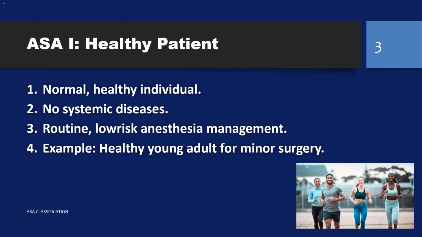Anesthesia care for ASA 1 patients is typically straightforward and low risk. 2. Example, a healthy young adult undergoing minor surgery, such as a routine appendectomy or hernia repair. 3. Characteristics. 1. No underlying health issues. Patients in this category are generally fit and healthy.